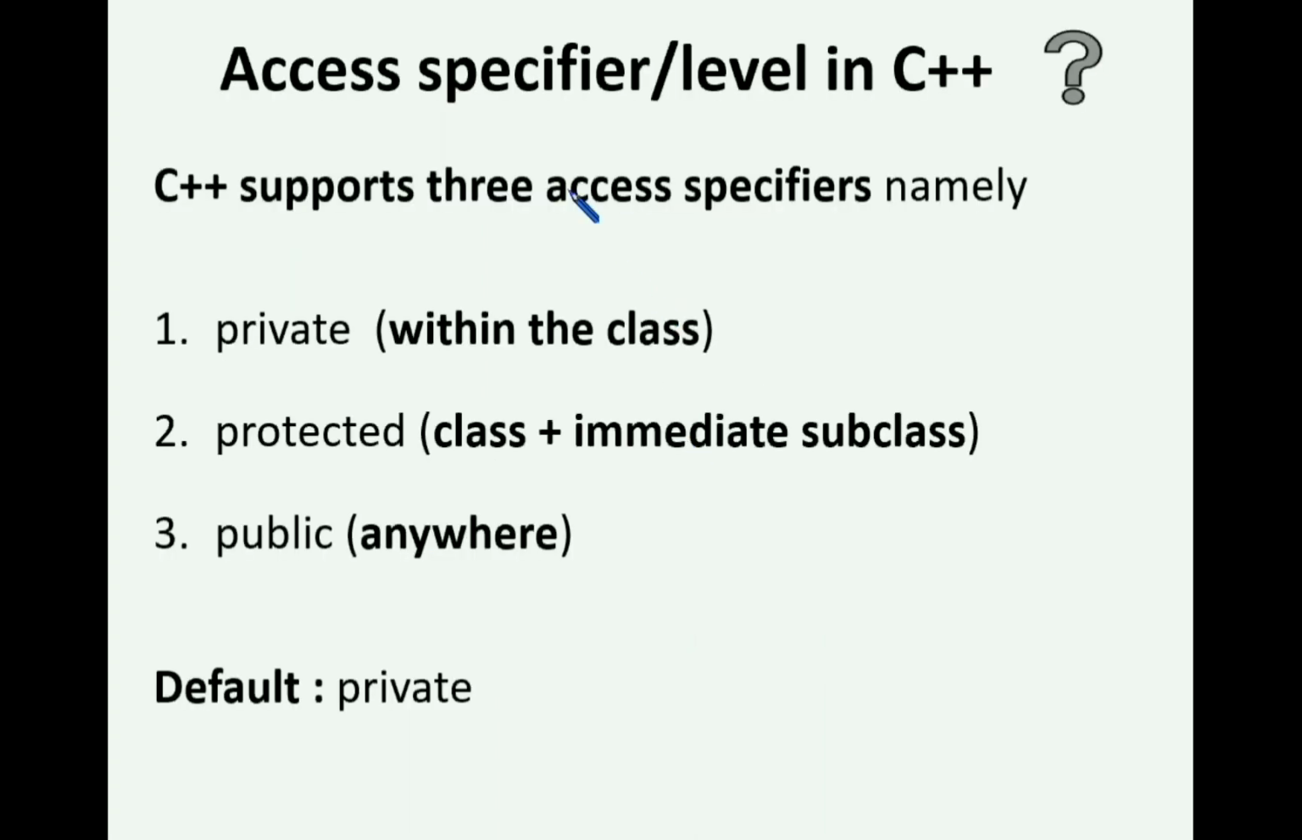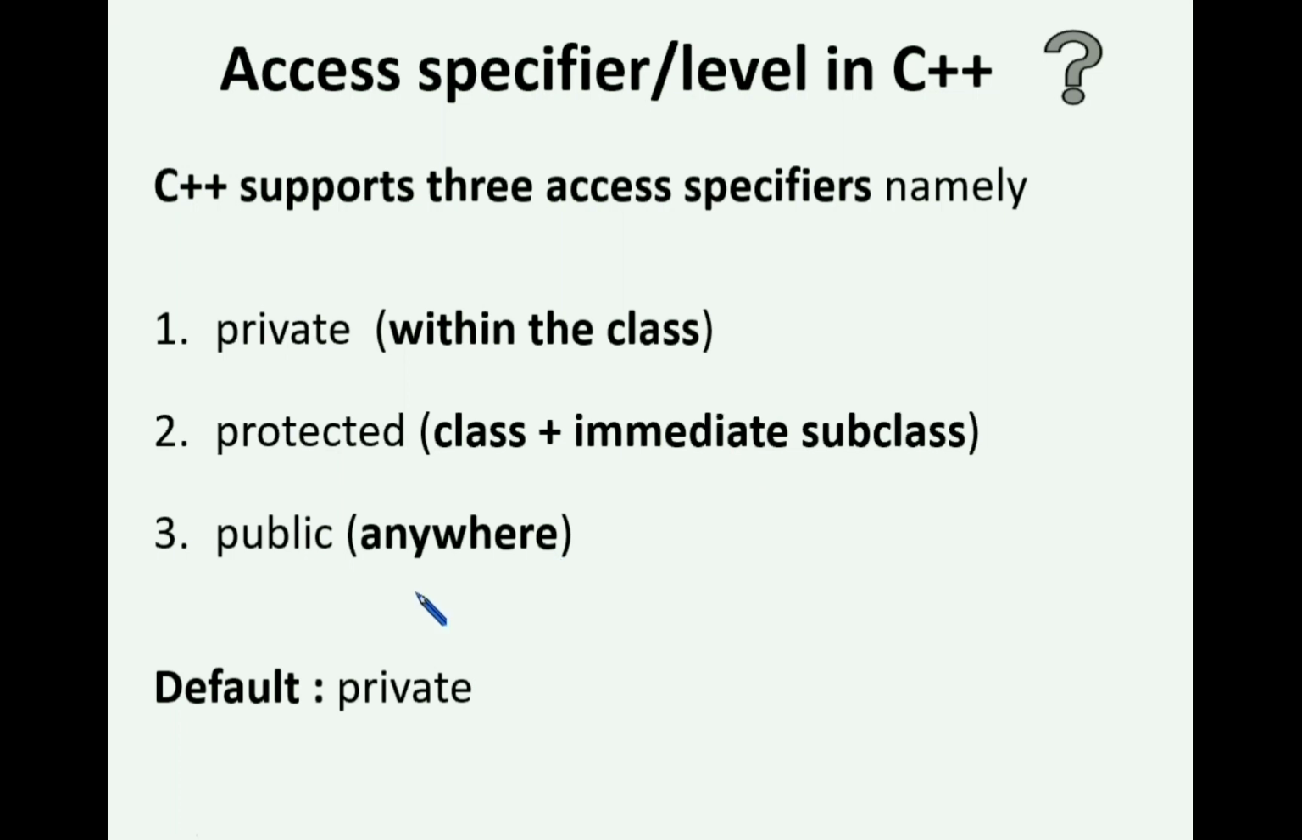So before that, what are all the access specifiers or levels available in C++? C++ supports three access specifiers, namely private, protected, and public. Private means it can be accessible only within the class. Protected means class plus immediate derived class, whereas public visibility access specifier can be accessed anywhere.